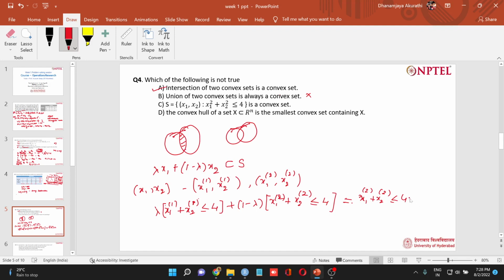So the concluded remark is also in the same way. So I can say that this set is also a convex set. And we know that the convex hull is the smallest convex set containing the convex set. This is also true. Finally, option B is correct.